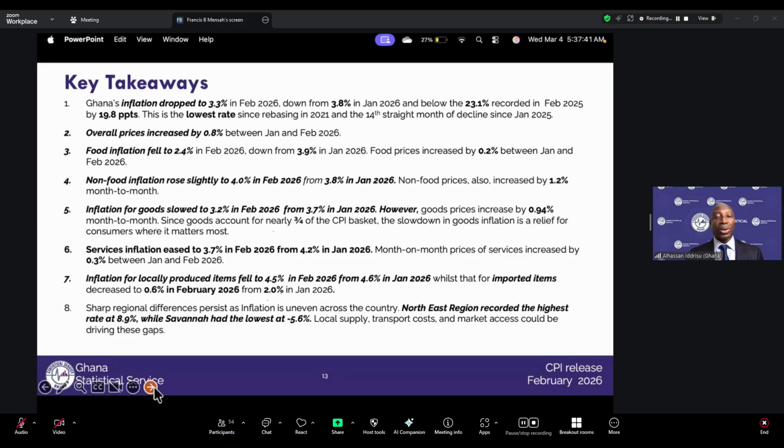Five, regional disparities remain. The Northeast region recorded the highest inflation rate of 8.9% in February 2026, while Savannah had the lowest inflation rate at negative 5.6%. And finally, but not the least, inflation today is lower, is narrower, and is more stable compared to a year earlier.